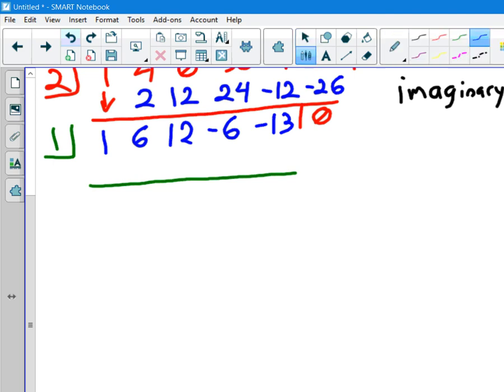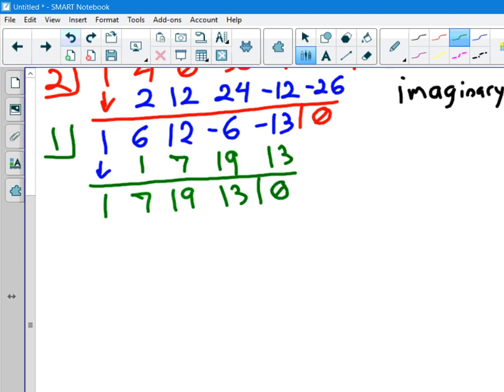So we're just continuing the synthetic process. Bring down the 1. 1 times 1 is 1, plus 6 is 7, times 1 is 7, plus 12 is 19, times 1 is 19, minus 6 is 13, times 1 is 13, minus 13 is 0. So 1 is a root, making x minus 1 a factor.